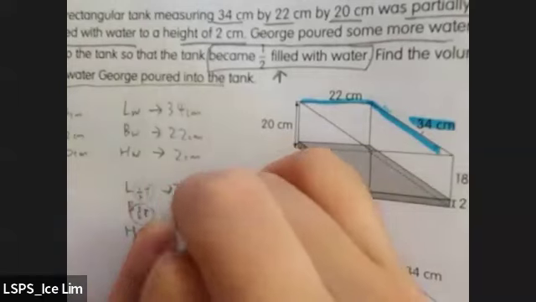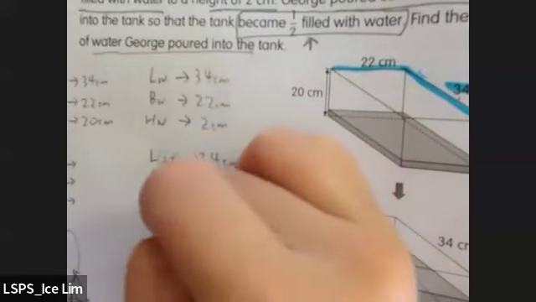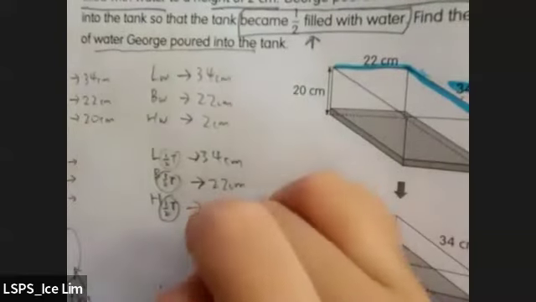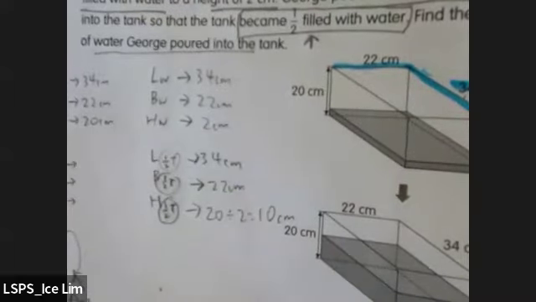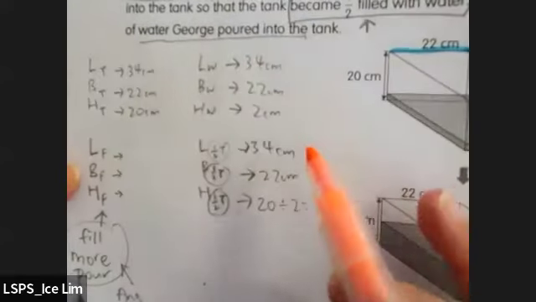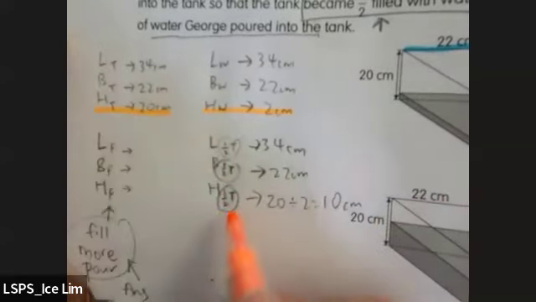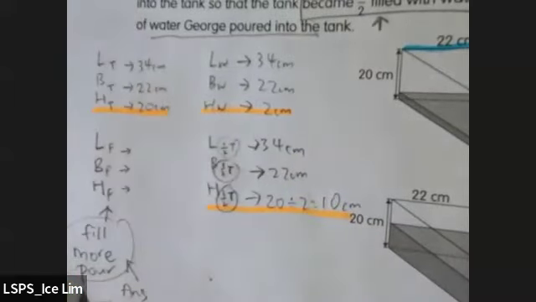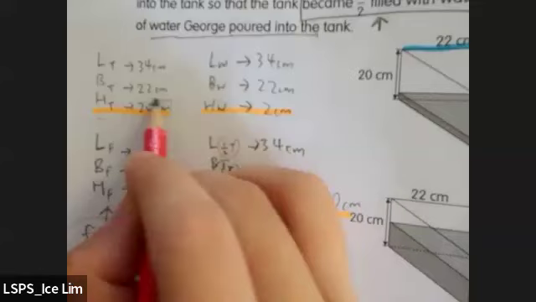Still 34? That's correct. What's the width of the tank when it's half full? Still 22, but what's the height? Very good. 20 divided by 2, 10 cm. So you start to realize that all the while, I didn't need to pay attention to the length and breadth at all. It's just the water level that I keep talking about. So I was able to find half the tank's height because of the whole tank's height.